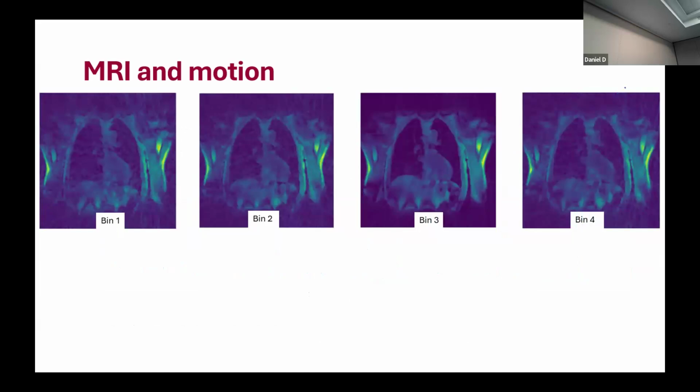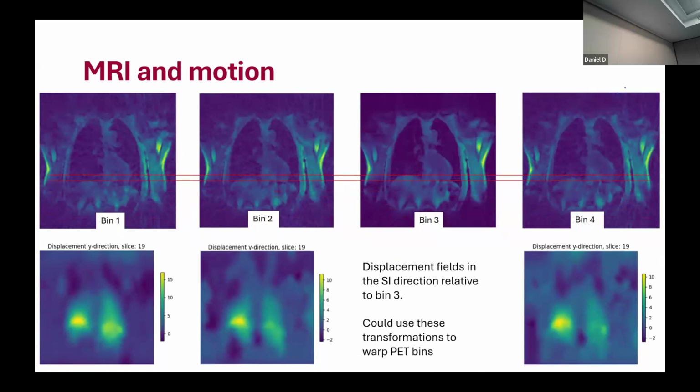These bins are inconsistent with the PET ones. They're just something I was doing, but you can see the motion states, and then you can do registration and work out what displacements you've got. So you're seeing the diaphragm moving after registering these to bin 3.